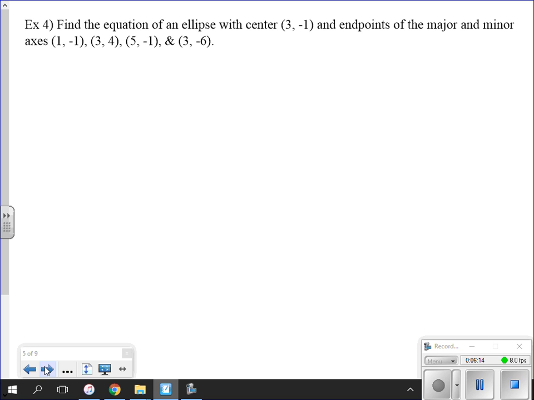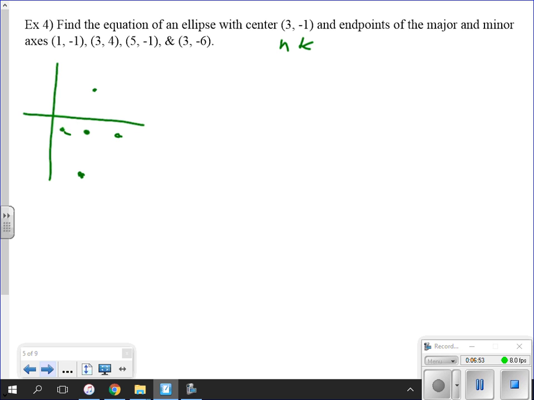So a little bit more difficult, but not that bad. Our center is here, so this is our h and k. Now what we need to do is figure out our a and b. If we sketch a little bit of what we're dealing with here, we're at 3, -1. There's our center. And our axes are at 1, -1, which is here. At 3, 4 is here. 5, -1 is over here. And 3, -6 is down here. We can figure out our a and b from those.